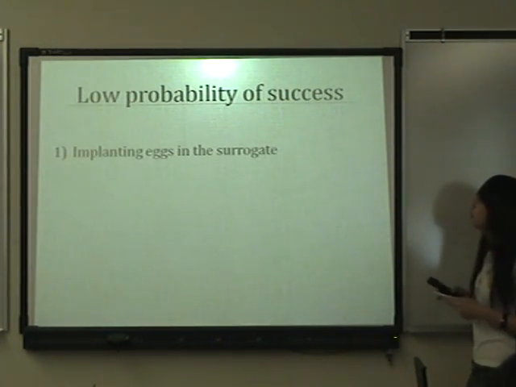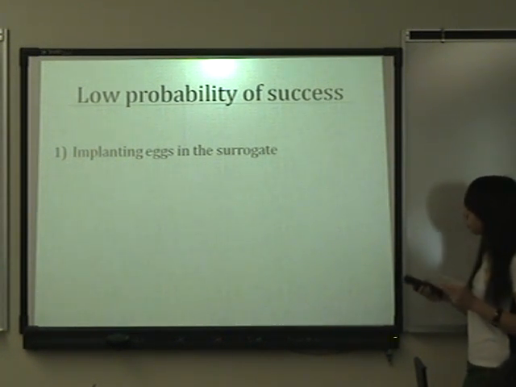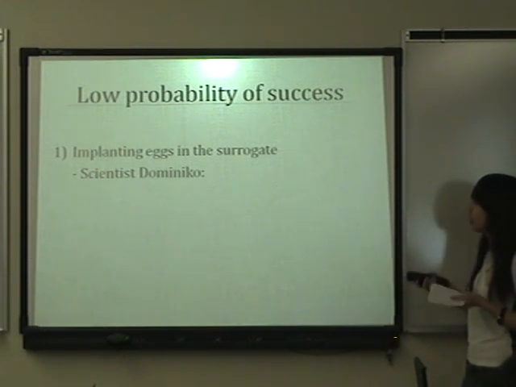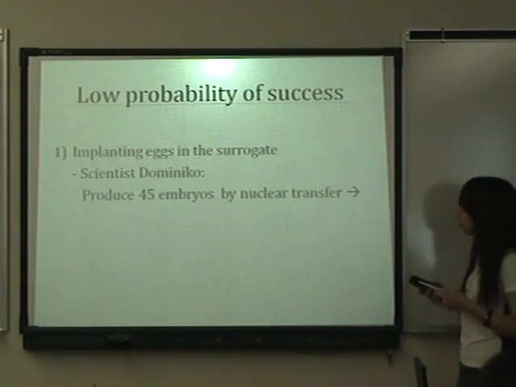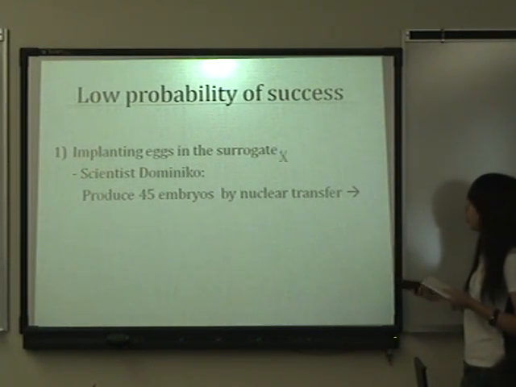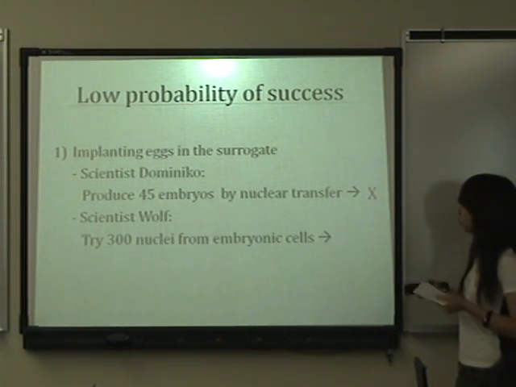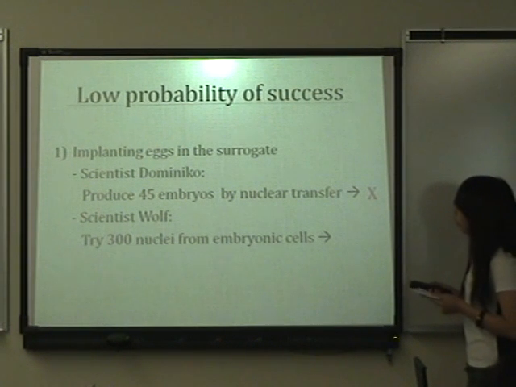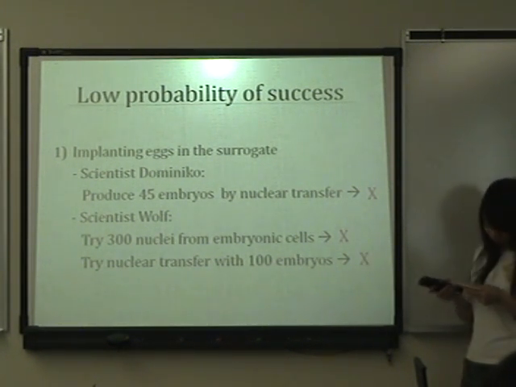So first, the low probability of success. The first one is the process when you implant eggs into a surrogate. Like the scientist Domenico, I can't find his picture, but he produced 45 embryos for the nuclear transfer process, but he failed, obviously. And then the other scientist, Wolf, also tried to produce 300 embryonic cells, but he failed too. And he also tried another time with cruder ones, but he failed again.